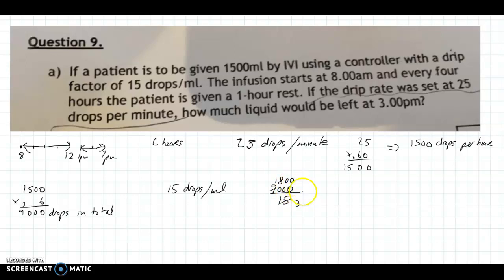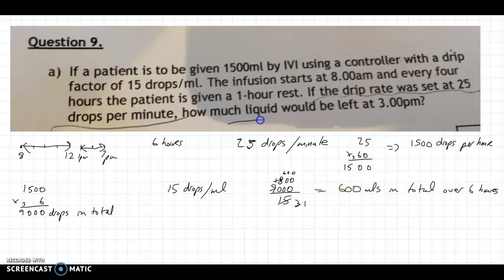And now we can cancel again. 3 into 3 goes once. 3 into 18 goes 6 times. 3 into 0 doesn't go. 3 into 0 doesn't go. So you end up with 600 mils in total over 6 hours. That's the number of mils used.